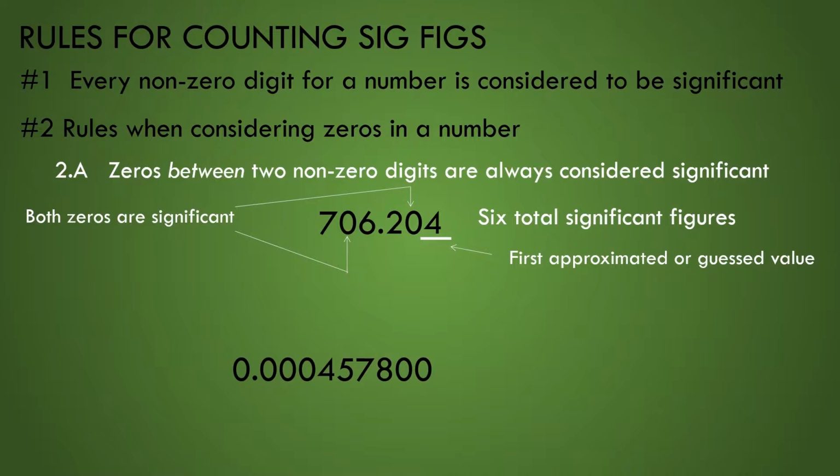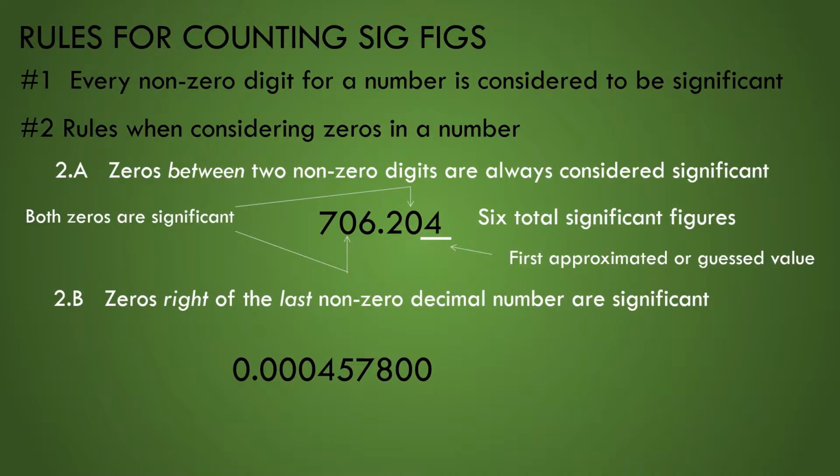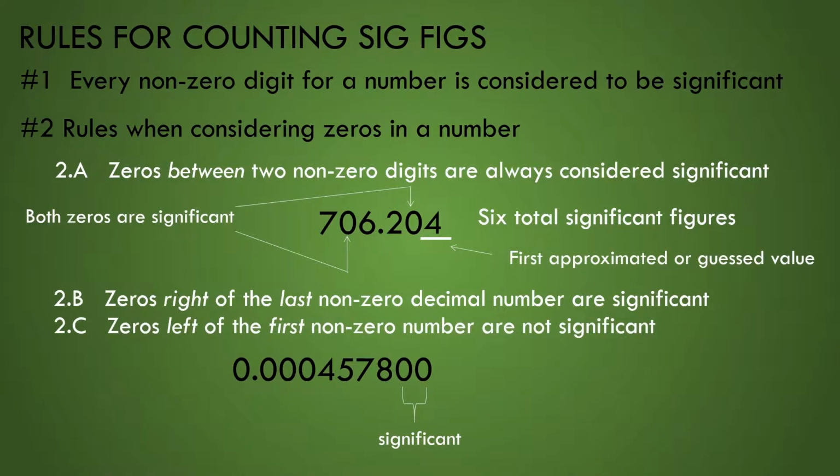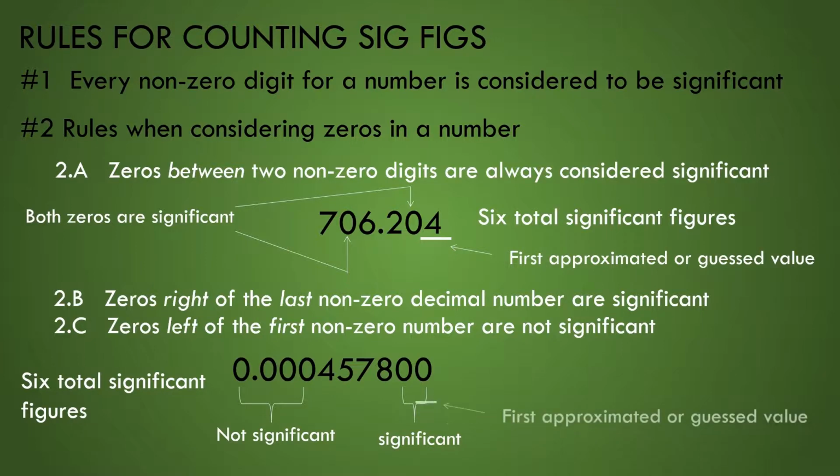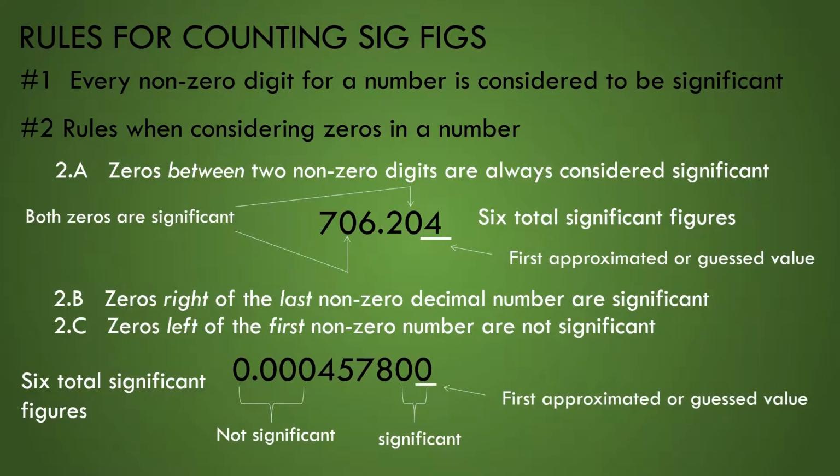Look at the next number as we demonstrate the next two zero sig fig rules. Zeros right of the last non-zero decimal number are significant. For the number shown, the last two zeros right of the 8 are significant. Zeros left of the first non-zero number are not significant. The four zeros left of the 4 are not significant. So in this number, we have six significant figures total, and the last zero on the right is the digit that is assumed to be approximated.